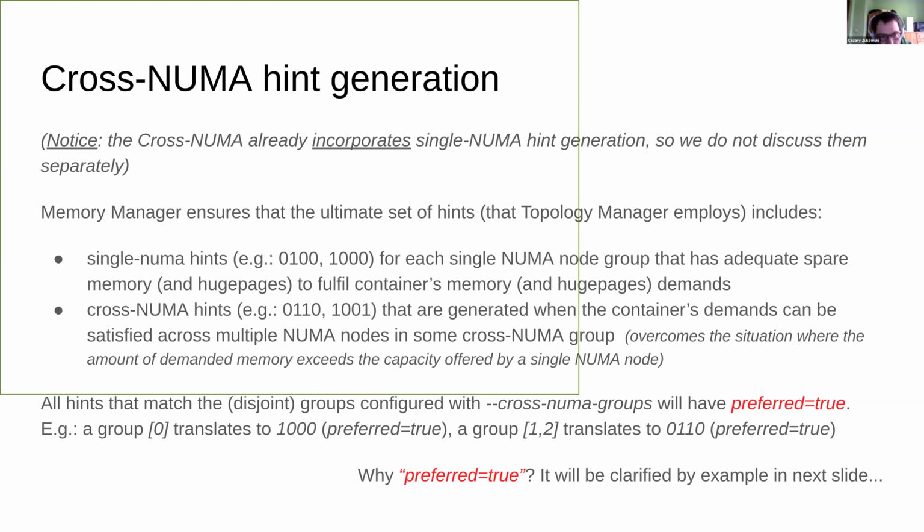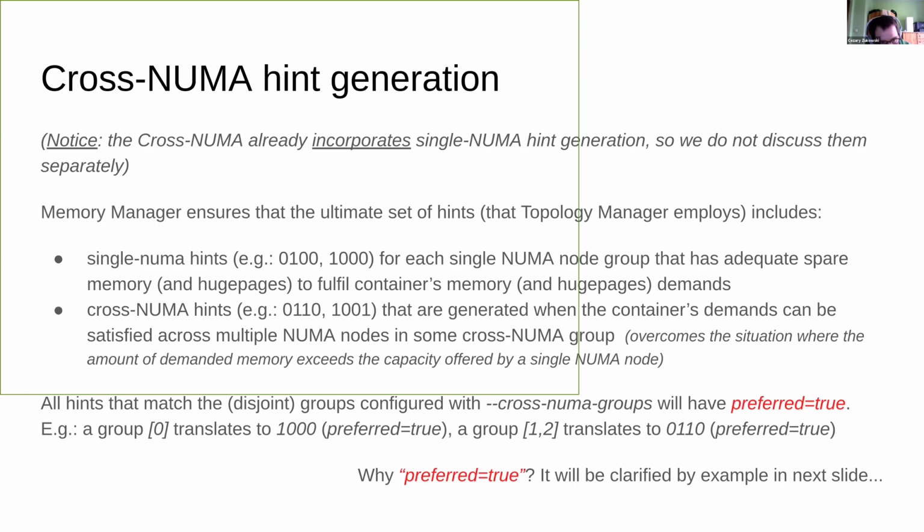Here is a slide on how hint generation is done by the memory manager. I just want to note that cross-NUMA already incorporates single NUMA hint generation, so we just talk about cross-NUMA in the next slides. The memory manager will ensure that the ultimate set of hints includes both single NUMA hints, and here's some example, and also cross-NUMA hints. As we said before, this is to overcome the situation when the amount of demanded memory exceeds the capacity offered by a single NUMA node.